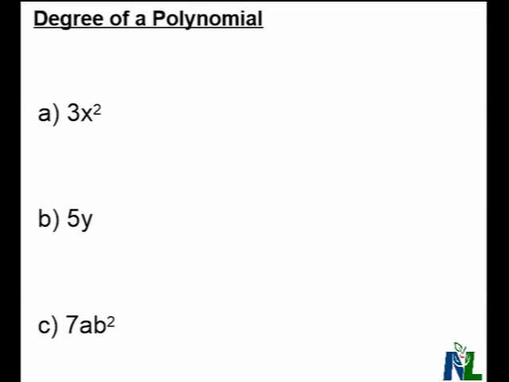The degree of a polynomial is basically the highest exponent that you can find, or the highest sum of exponents that you find on any one term within a polynomial. Well, let's explore that starting with simpler examples where there is only one term in the polynomial. So for example A, we're given 3x squared.